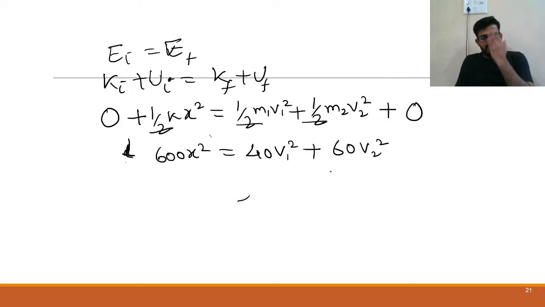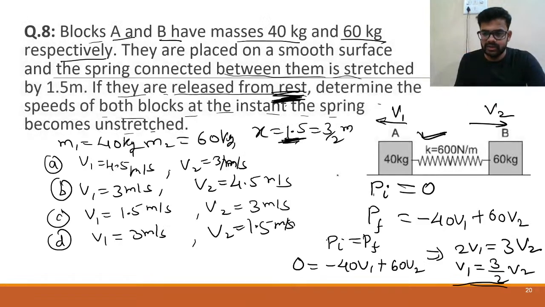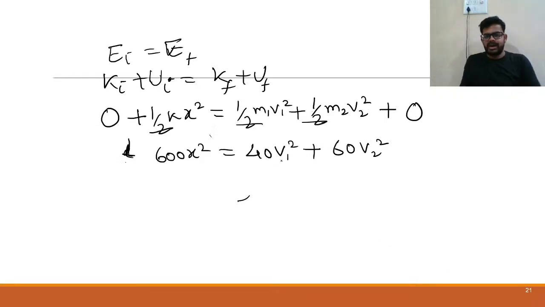So here there are two variables, v1 and v2, but from the law of conservation of momentum, the value of v1 is 3 by 2 v2. The topic is conservation of momentum. So I am writing here 3 by 2 v2 instead of v1.